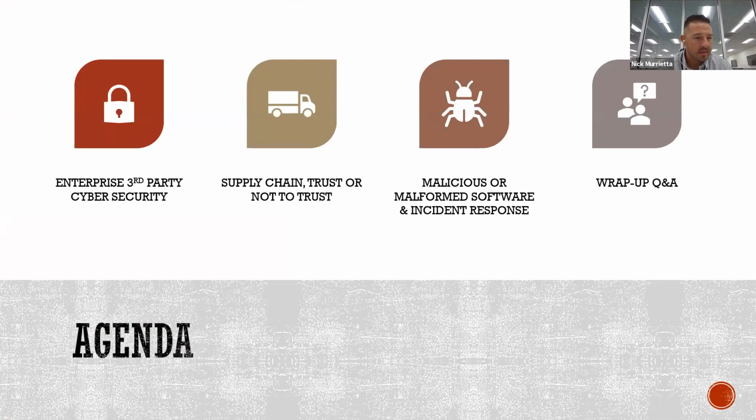So the agenda today, we're going to talk about enterprise third-party cybersecurity, supply chain, trust or not to trust, malicious or malformed software, and incident response. And we're going to have a wrap up based on these three topics and any question and answers at the end.